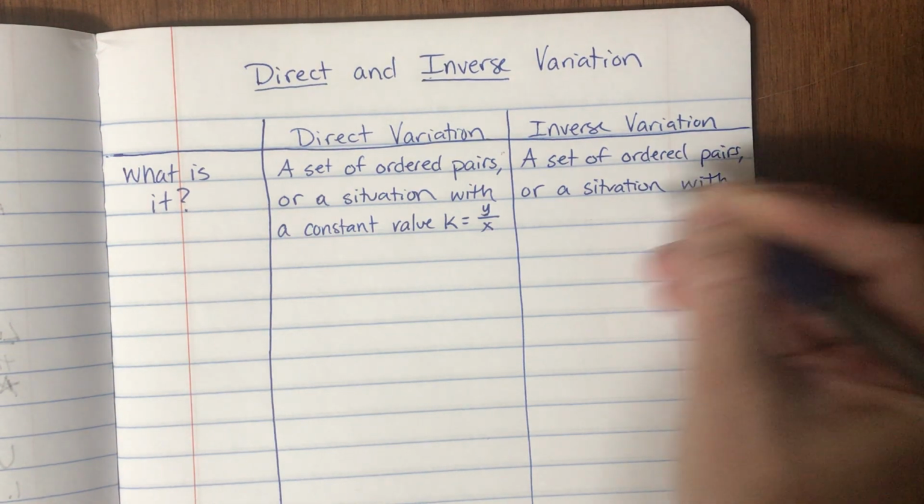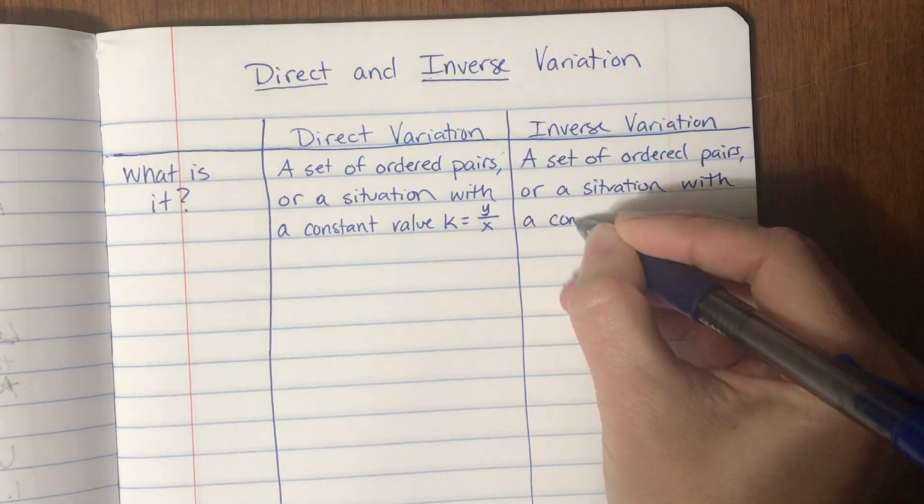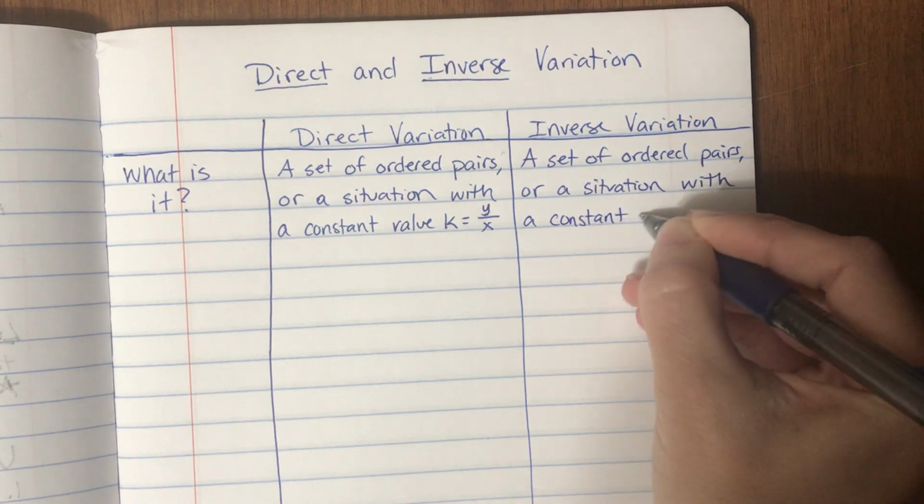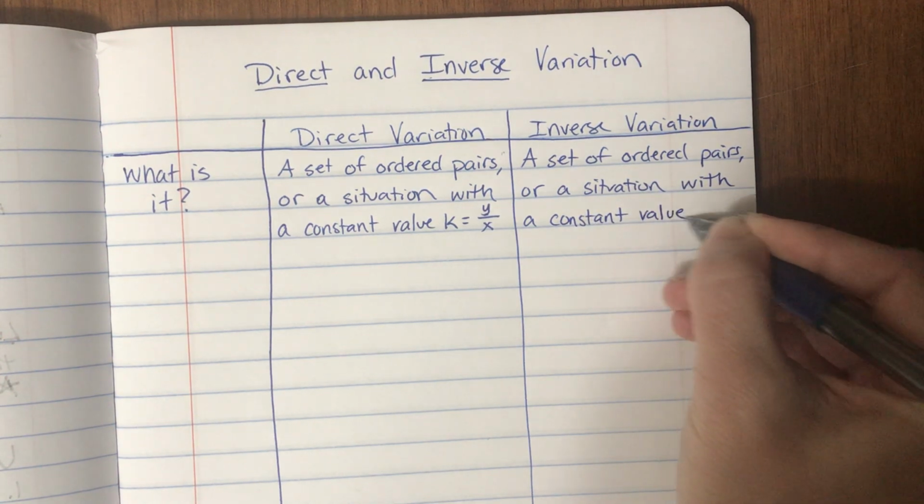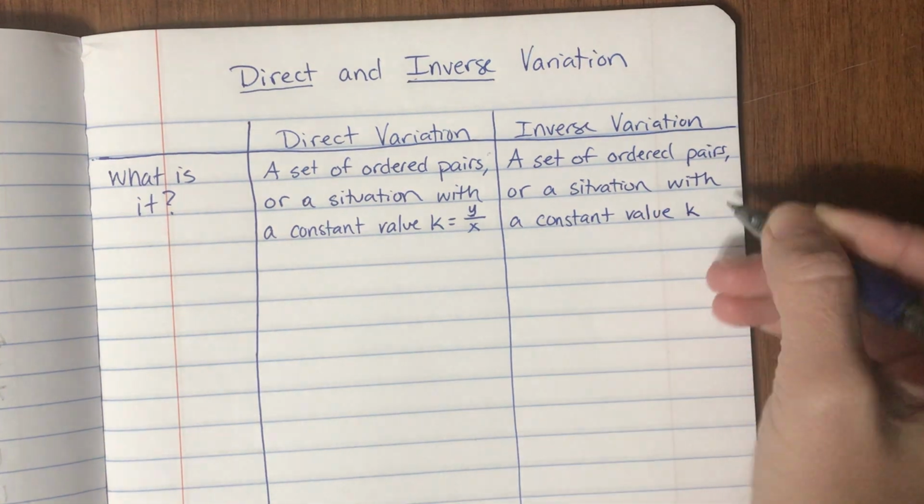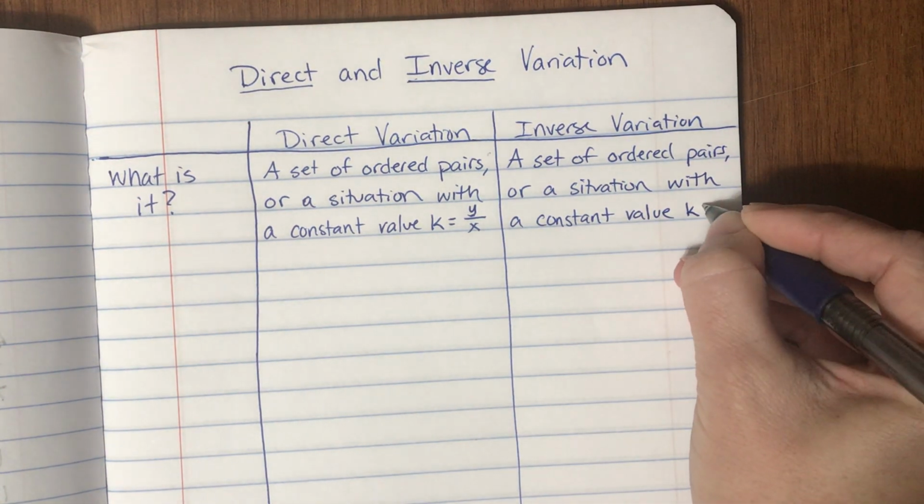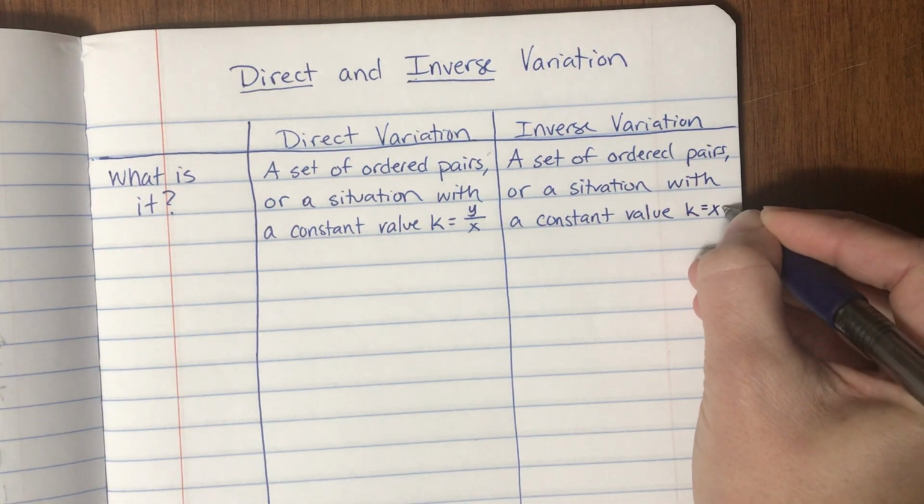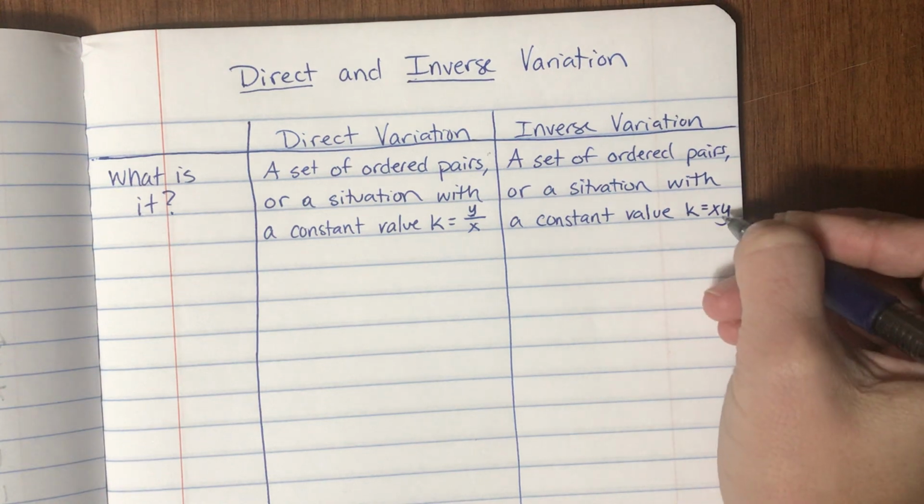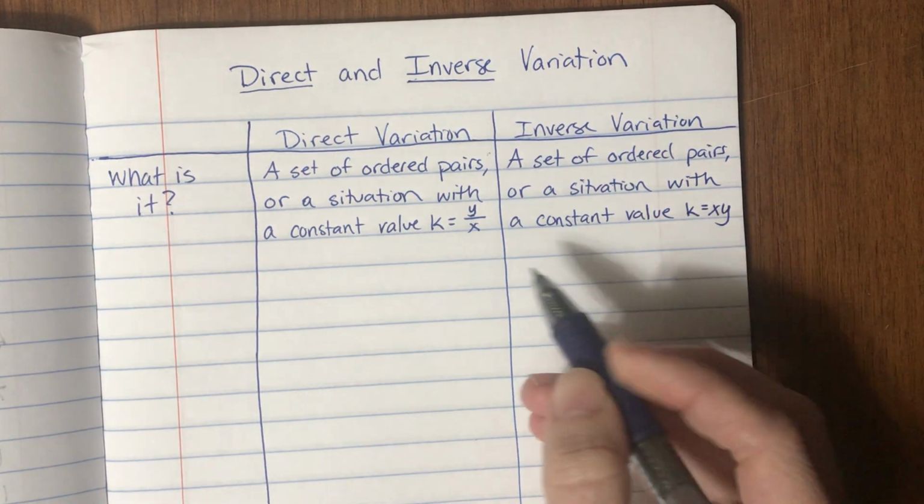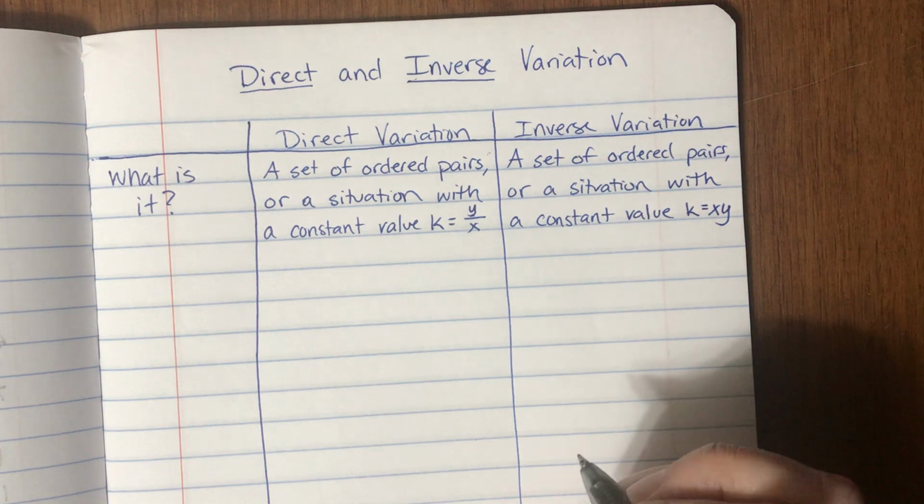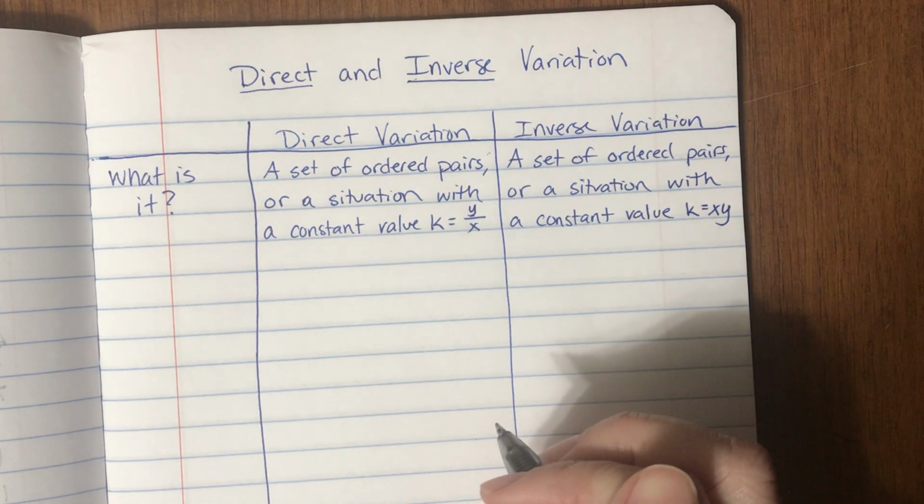with a constant value. And the only thing that changes here is that k. The relationship between the x and the y is x times y for inverse. All right, and so again, this is just a pattern that occurs, and we're going to look and see what it actually looks like in actuality.